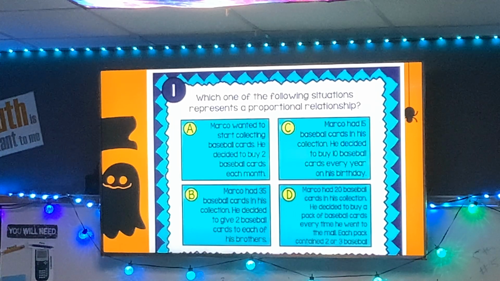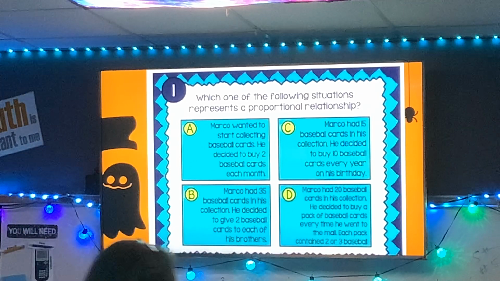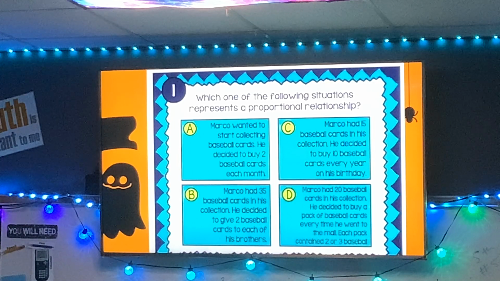Okay, with the word problems, you're looking for keywords when you're looking for proportion. A keyword like that is going to mean there's a y-intercept, and then you know it's not proportional. So let's look at A. Marco wanted to start collecting baseball cards. He decided to buy 2 baseball cards each month. Would that be proportional? Yes. So that's probably my answer, but we're going to read them all because sometimes you say A is the right answer and it's not, okay?